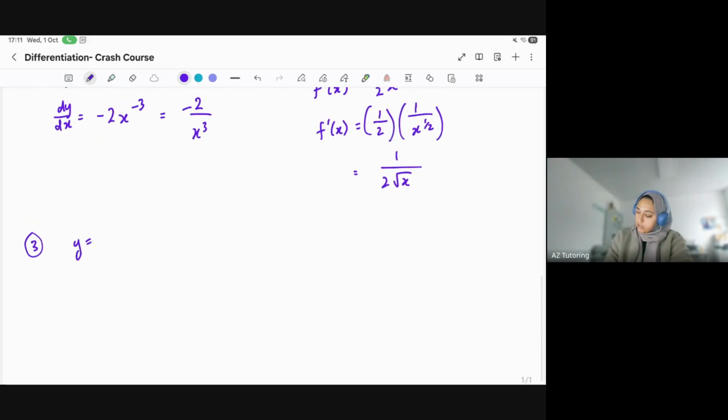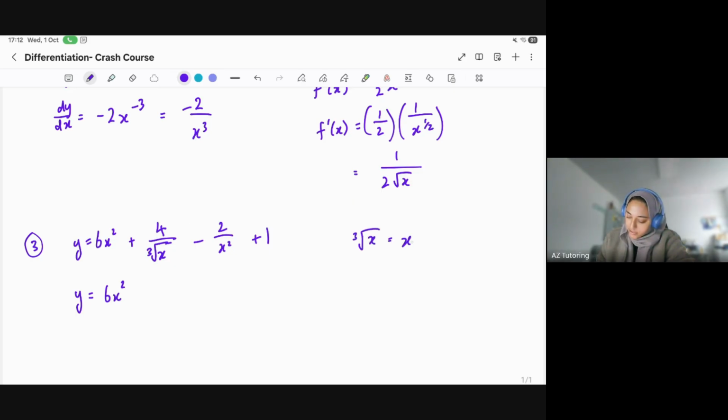So let y equal 6x squared plus 4 over the cube root of x minus 2 over x squared plus 1. So let's differentiate this. First things first, before differentiating, we need to rewrite this all in terms of indices. So y equals 6x squared is fine. 4 over cube root x: the cube root of x is written as x to the power of a third. Now, because it's on the bottom and we're bringing it to the top, it's x to the power of minus a third. So it becomes 4 x to the power of minus a third.